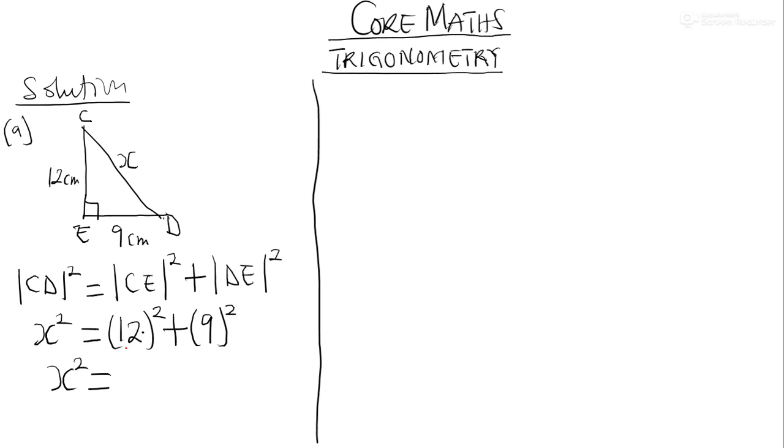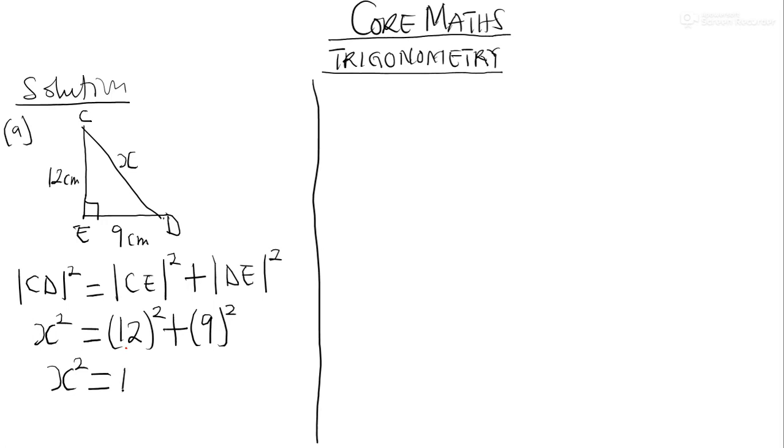So mind you, 12 squared is not 2 times 12. That is what most of you students do. It's wrong. 12 squared is not 2 times 12. 12 squared is 12 times 12. 12 multiplying itself. 9 squared is not 2 times 9 or 9 times 2. 9 squared is 9 times 9. So take note of these small mistakes.